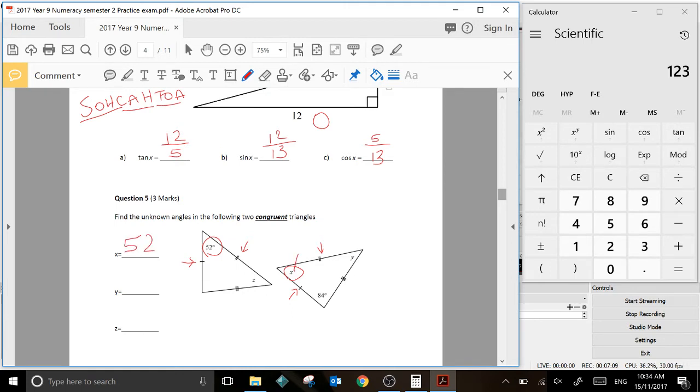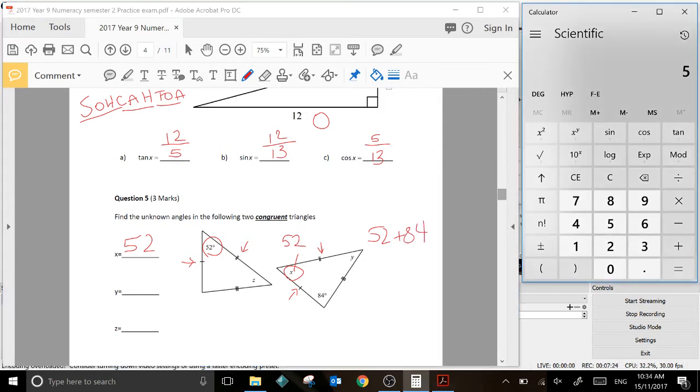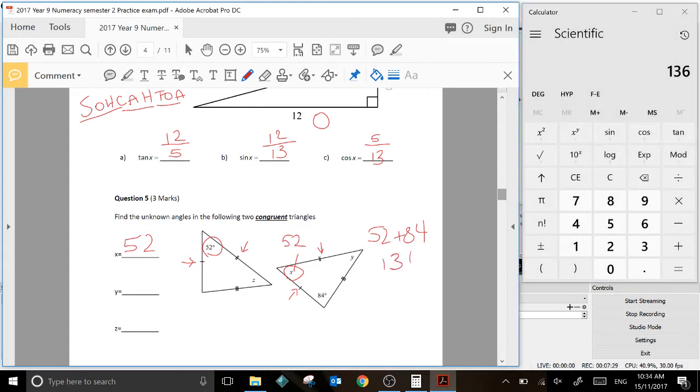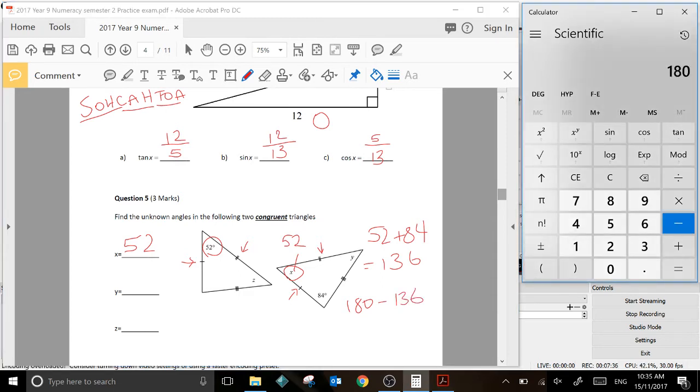So now that we know that this angle here is 52, and I know this is a full triangle, I can work out what the y angle is, because those three angles together are going to add up to 180. So let's add those two together too. First, 52 plus 84 gives us 136. So we just have to do 180 minus 136. And so what does that come to? 180 minus 136 gives us 44. So y is going to be equal to 44.